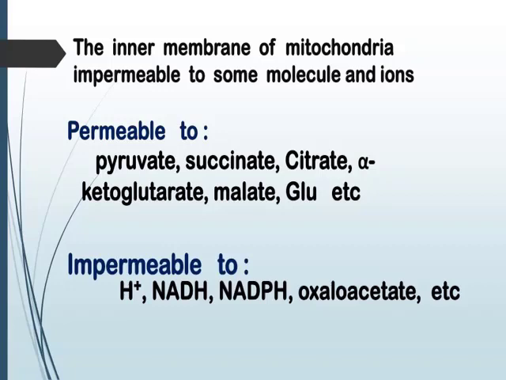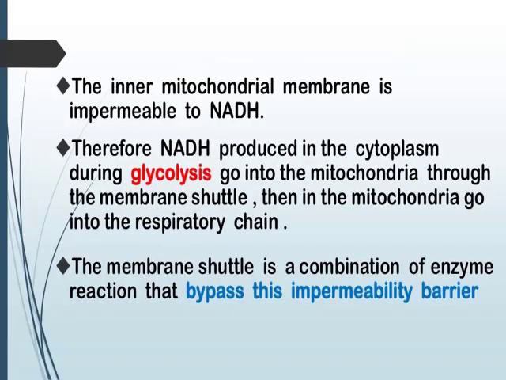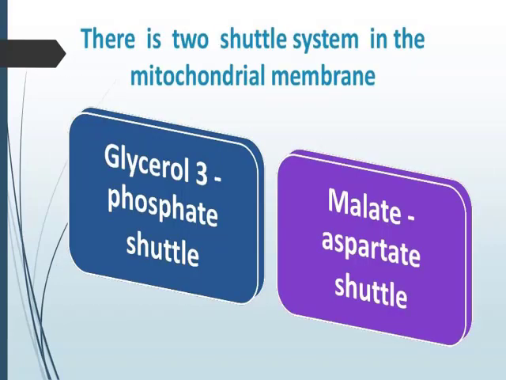oxaloacetate. So this creates a problem, because during processes like glycolysis and the Krebs cycle, we generate a large amount of NADH and oxaloacetate. It is essential for these materials to enter the mitochondria in order to be utilized and to produce ATP. So how to do so? For this reason, nature has given us something known as the shuttle system, which allows these materials to bypass the membrane and enter the mitochondria.